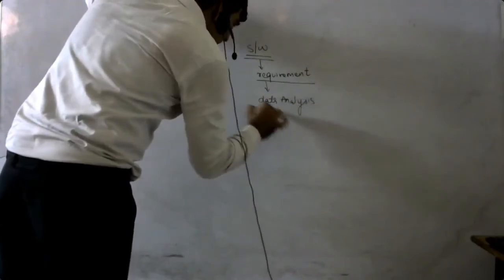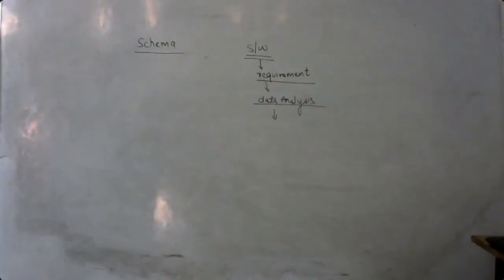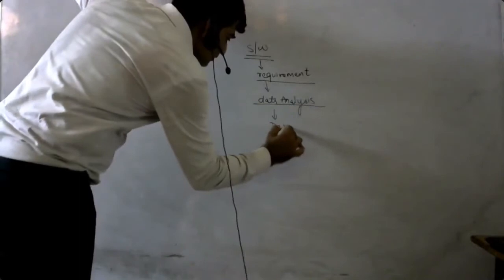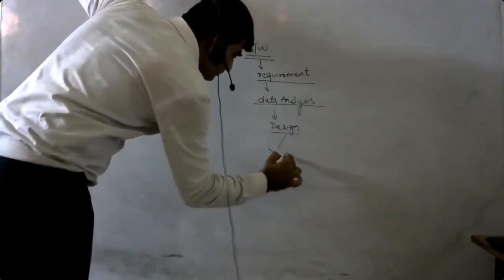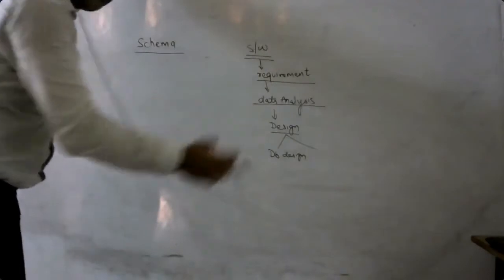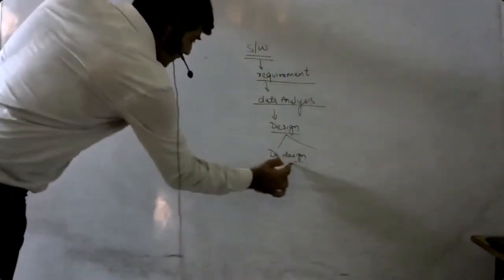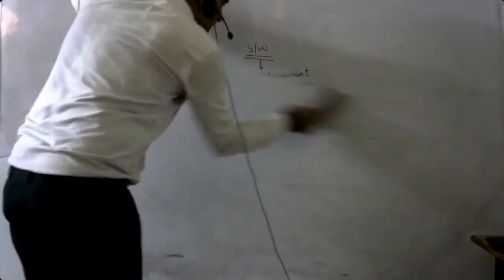Once the data is analyzed, then what is done? Then designing is done. Meaning the database is designed, as well as the flow charts or the screenshots will be designed. When we talk about the third step, that is, the database is designed, these steps come there.